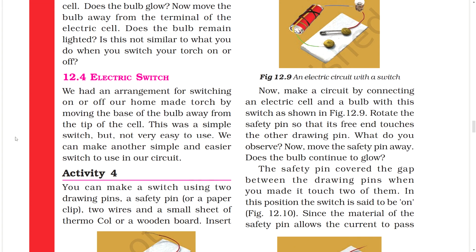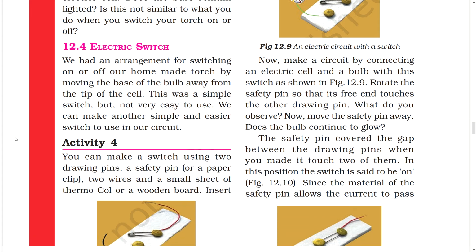12.4 Electric switch. We had an arrangement for switching on or off our homemade torch by moving the base of the bulb away from the tip of the cell. This was a simple switch but not very easy to use. We can make another simple and easier switch to use in our circuit. Activity 4. Do this. You can make a switch using two drawing pins, a safety pin or a paper clip, two wires and a small sheet of thermocol or a wooden board.